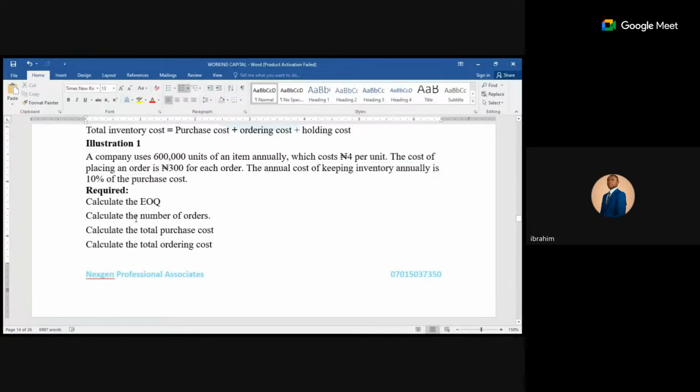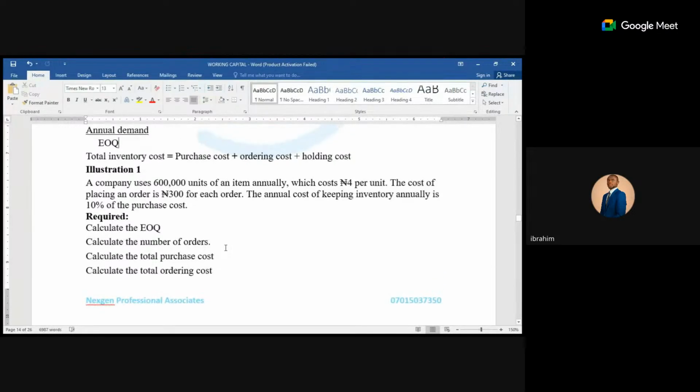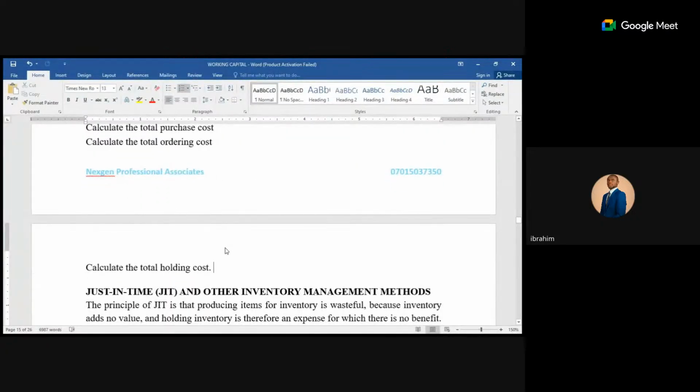Now, you can see the way we analyze the question. That is how you will see it, like a story. It's just for you to analyze which one is the ordering cost, which one is the carrying cost, and your purchase cost. So, required: calculate the EOQ, calculate the number of orders, calculate the total purchase cost, calculate the ordering costs and the total holding cost.